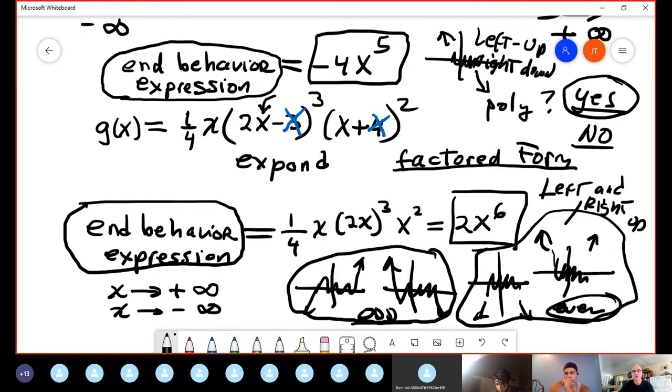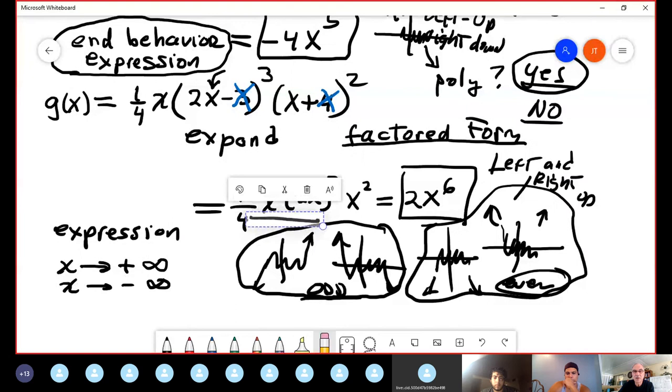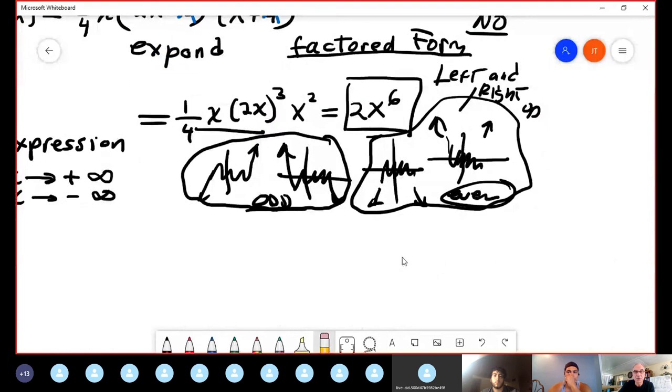Or do I need to explain more clearly? End behavior application. Utilization of the end behavior. I don't know what happened here with the canvas eraser. Okay, don't worry. Let me try to move that direction. Do you understand end behavior or no?